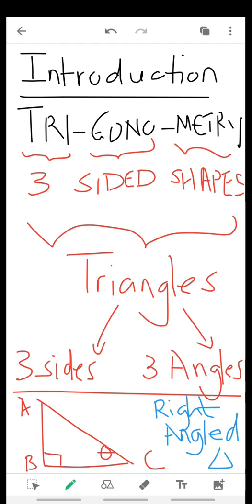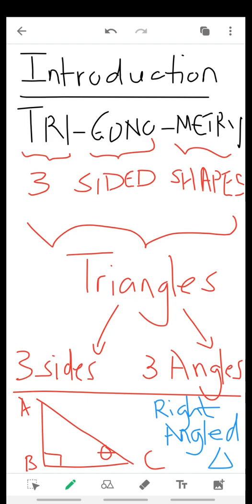Introduction. What is trigonometry? Okay, I've written trigonometry in 3 parts. Okay, I've separated the word trigonometry in 3 parts. I wrote tri, I wrote gono, and I wrote metry. Okay, so tri in math means 3. Okay, then your gono means sided. Then your metry has to do with what? Shapes. So what do we know about 3-sided shapes? Those shapes are what we call triangles.